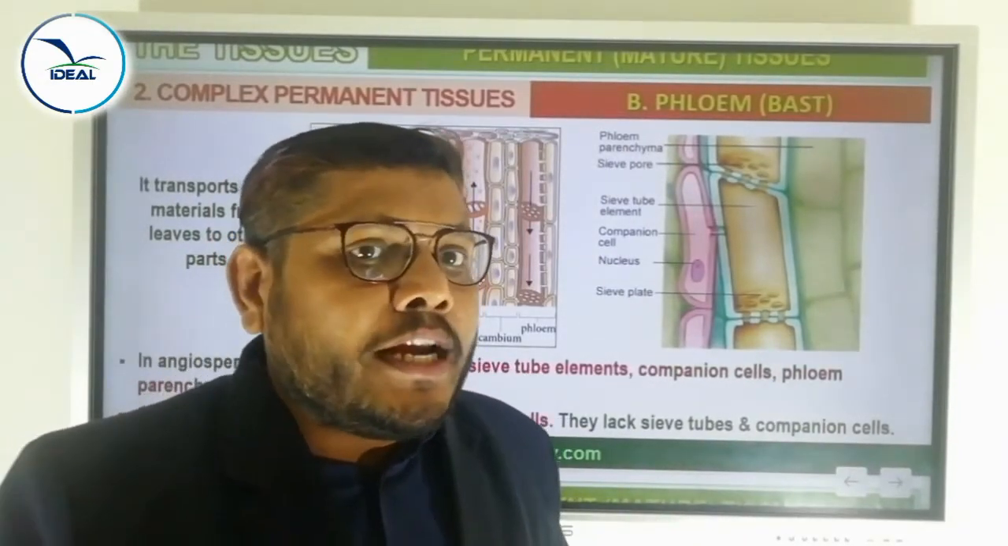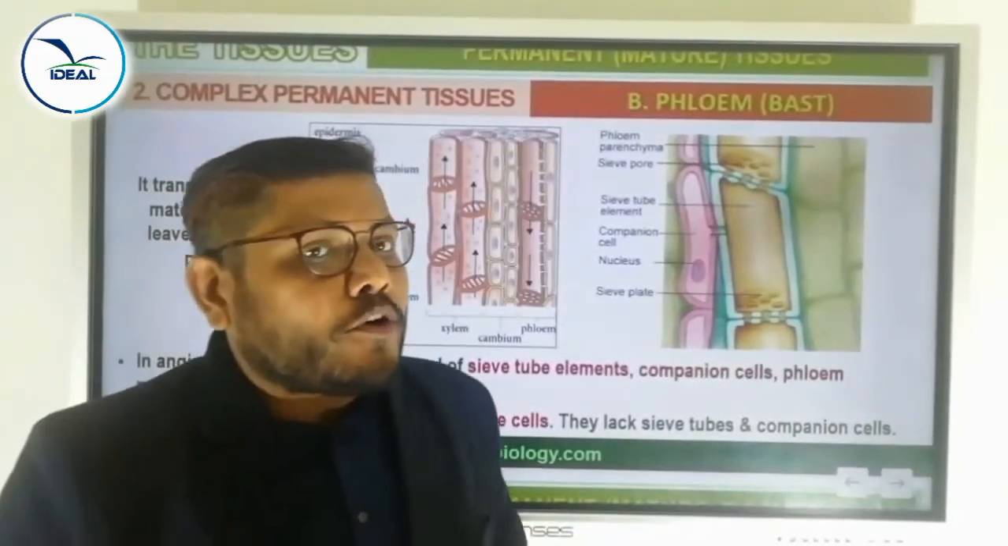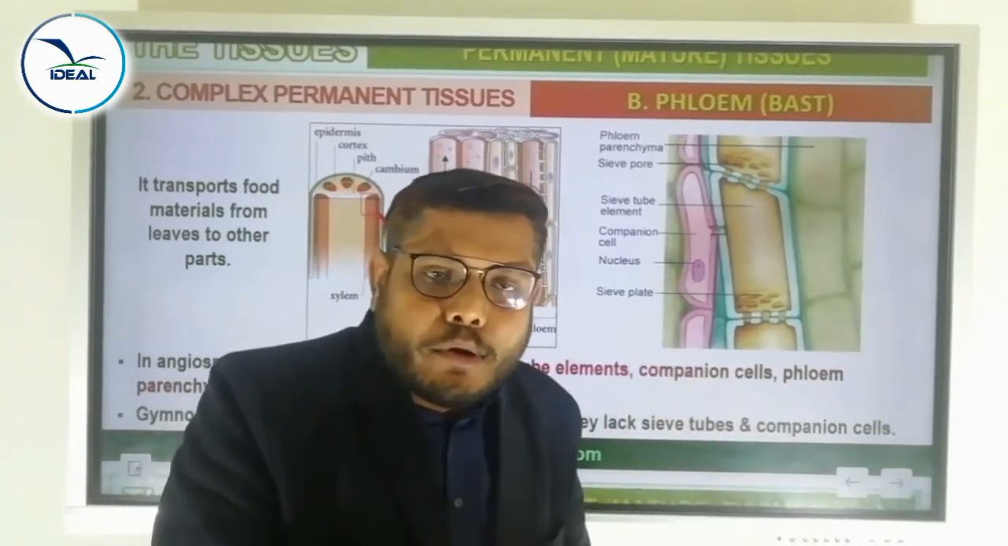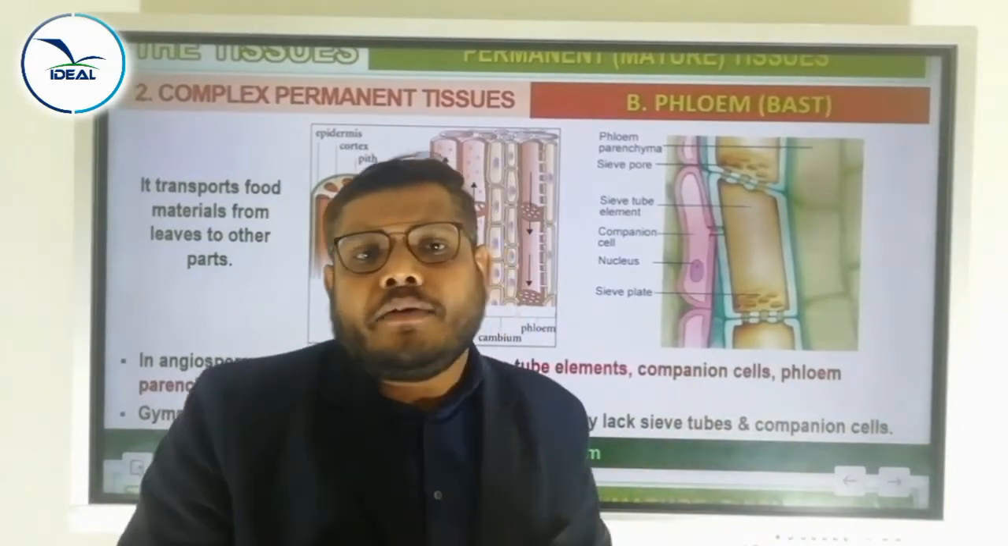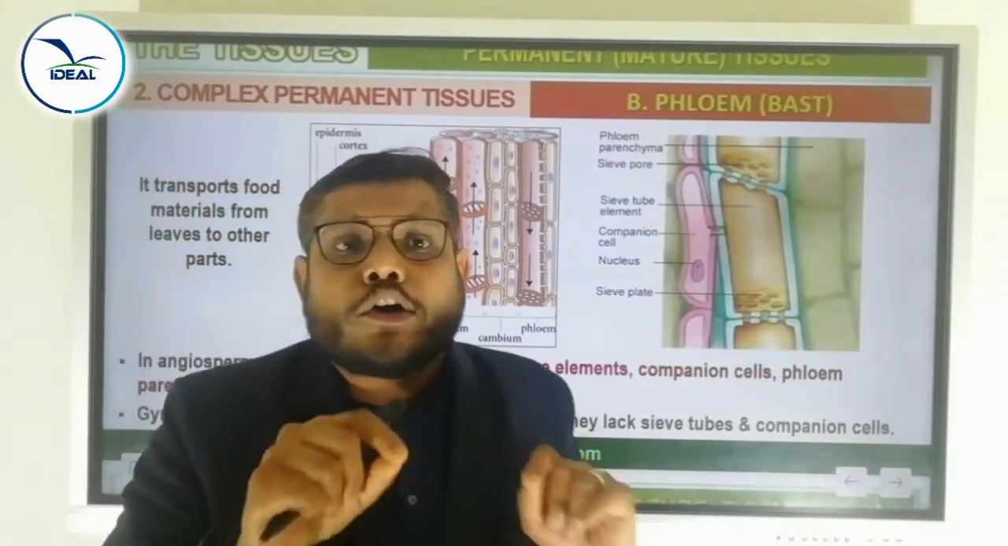We already know that complex tissues are made up of more than one type of cell. There are two types of complex tissue. One is xylem. We already understood what is xylem, what are the components of xylem, what are the types of xylem. We already learned all this. Next type of complex tissue is called phloem.